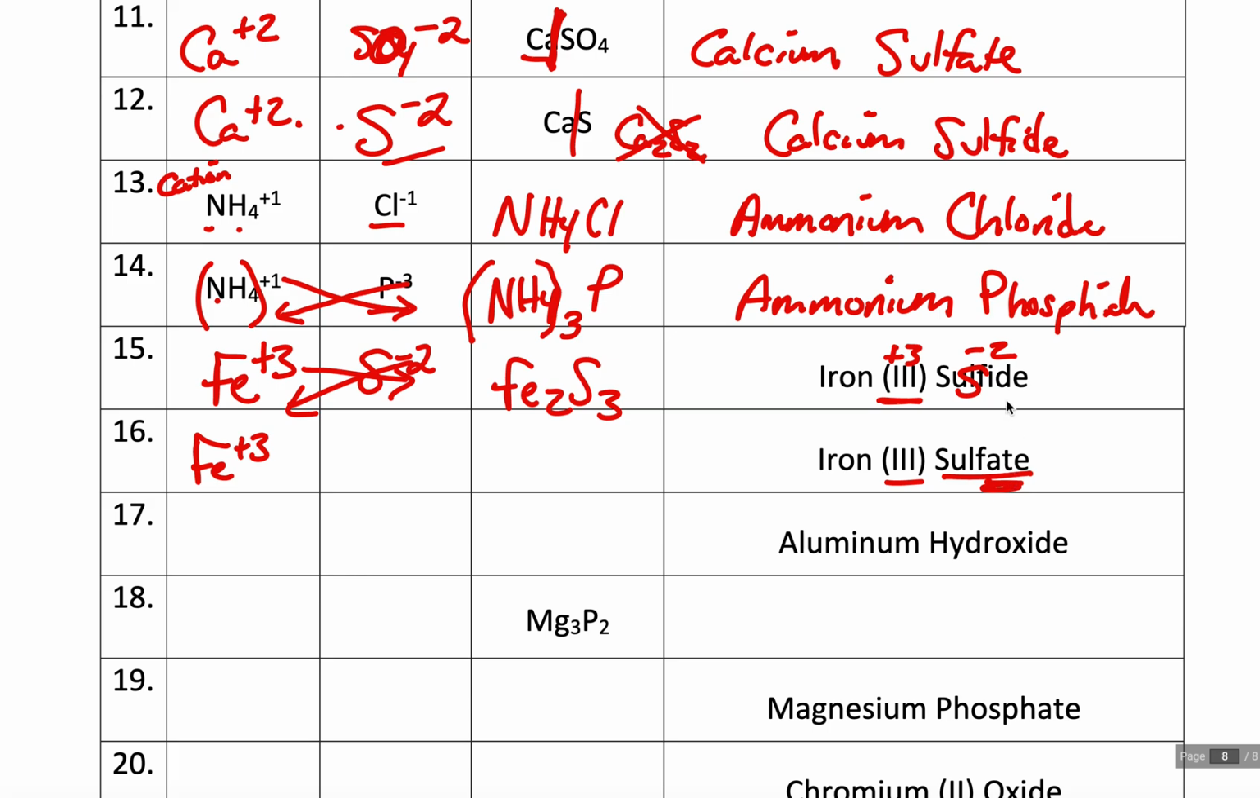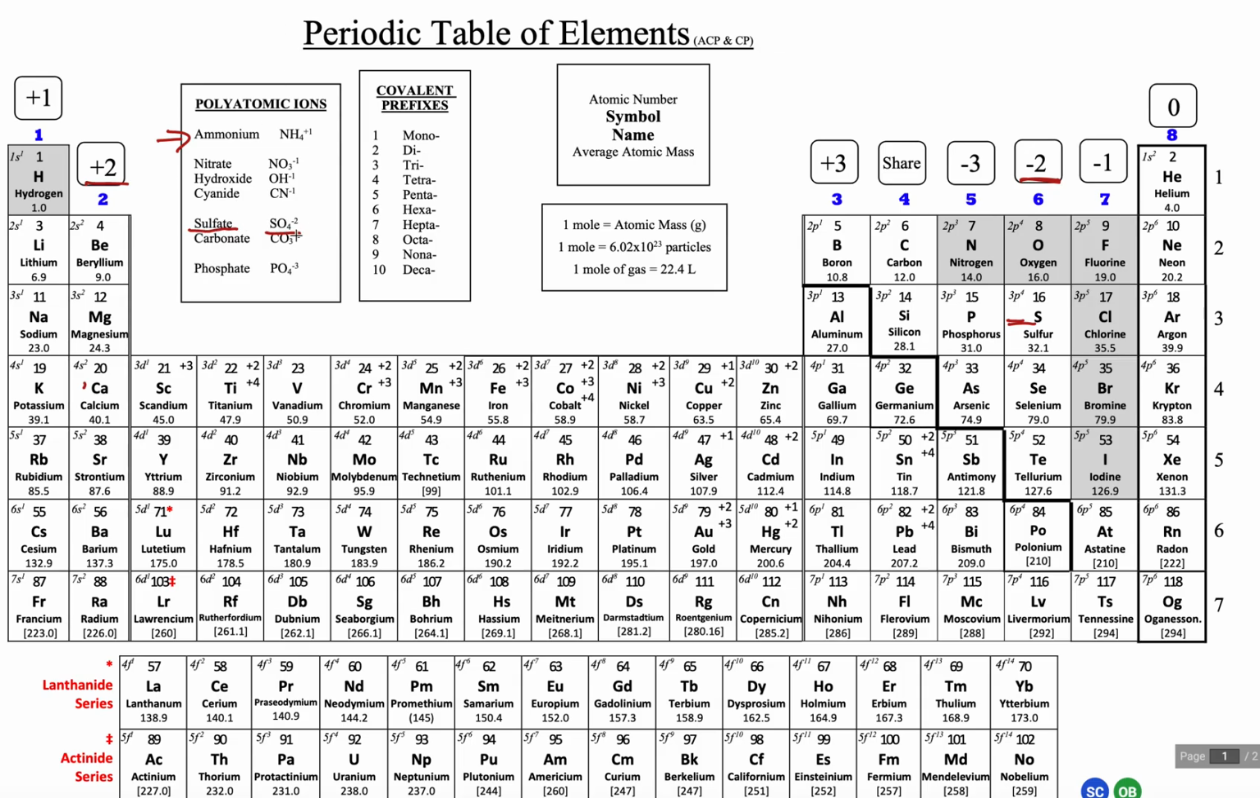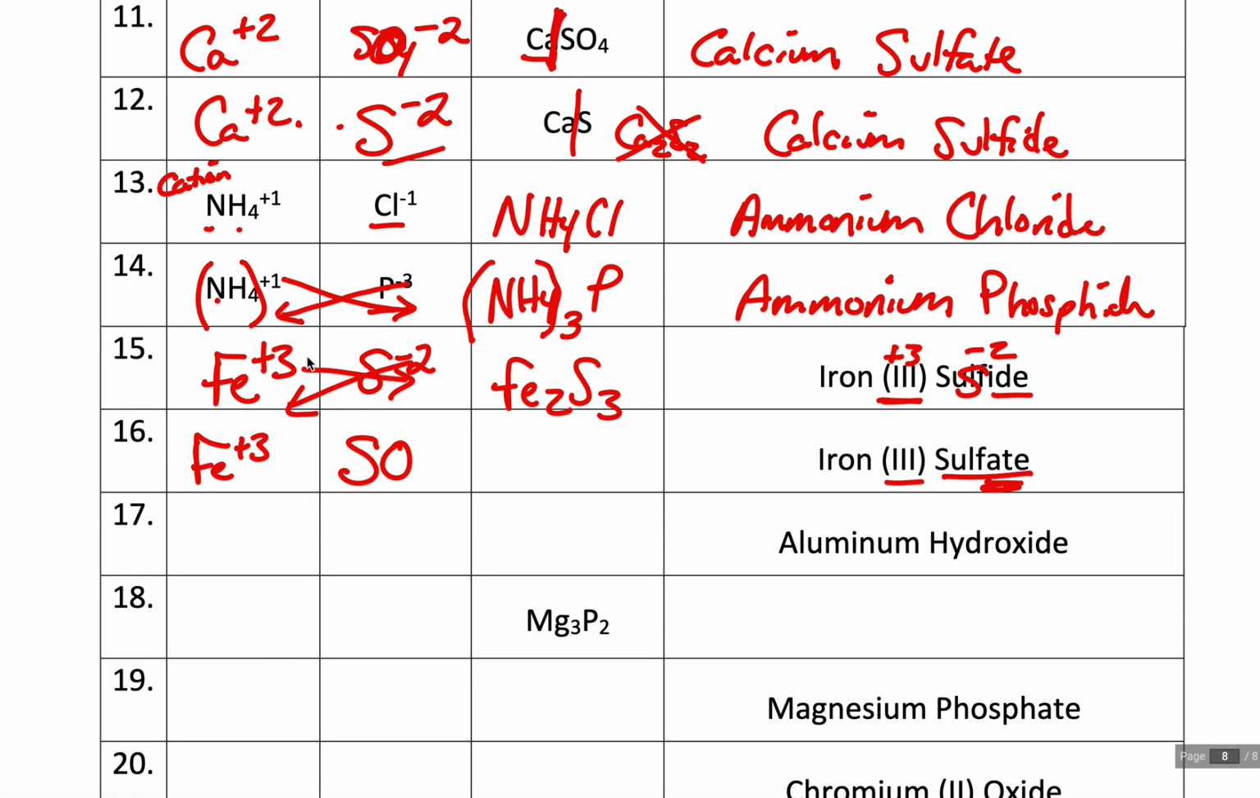Ate is different than ide. Ate is more complicated. It's one of those parties. Sulfur's hanging out with oxygen. How many? We don't know unless we look it up. Oh, there it is, SO4 with a -2. So there's 4 oxygens hanging out with sulfur. You got to write that, and then a -2 to let you know how many it gains.